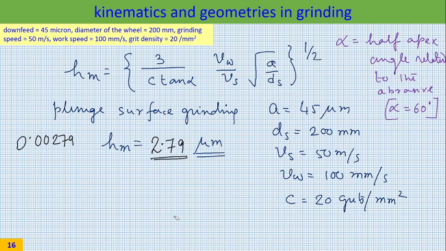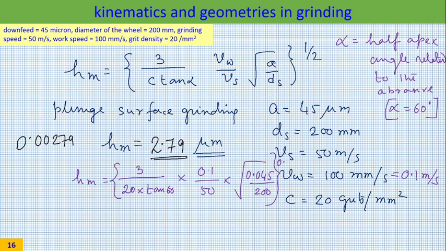Okay, I have got my calculator now, so let me try. I would require help from you. So this is HM equal to 3 divided by C. C is 20 into tan 60 into VW. VW is 100 millimeter per second. To bring it in the same dimensions, it is 0.1 meter per second divided by 50 into root 0.045 divided by DS, DS is 200, and the whole thing is to the power 0.5. So if you calculate, you will get a number. Is there anybody else who can confirm this 2.79?